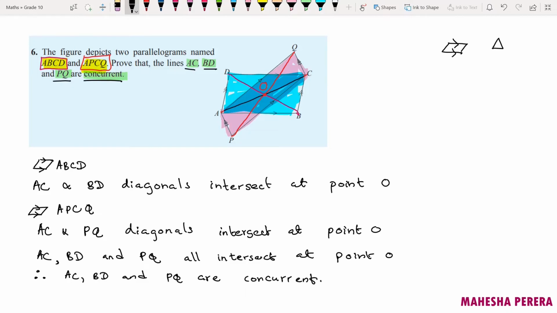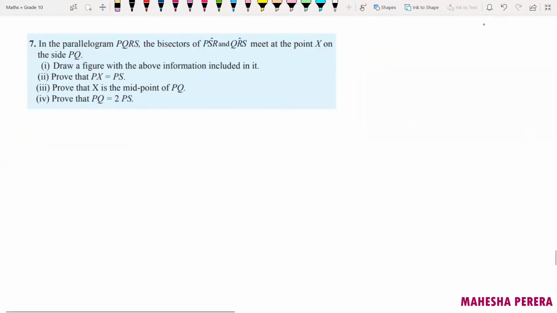So learn this concept, being concurrent. Okay, that's the answer. Now let's go through the next question. In the parallelogram PQRS, the bisectors of this angle and this angle meet at the point X on the side PQ.